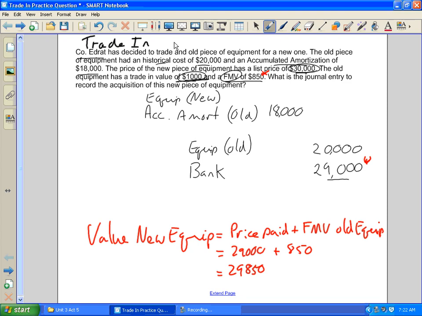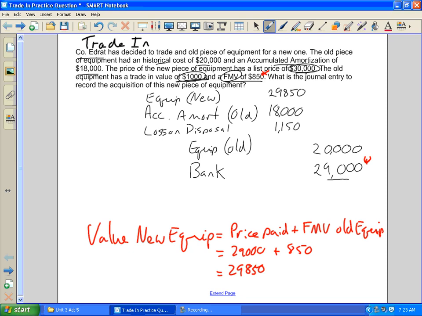All right, so that being the case, that means that I have to debit the new equipment for $29,850, which is what I paid for it, plus the fair market value of the old item. Okay, as you can see, it's not going to balance out just yet because, depending on what the transaction works out to, we may either have a gain or a loss. In this case, we have a loss, and we call it a loss on disposal. So we're spending a little bit more on disposing of this asset than we really want to, so we're going to have to take a bit of a hit, and that's for $1,150.